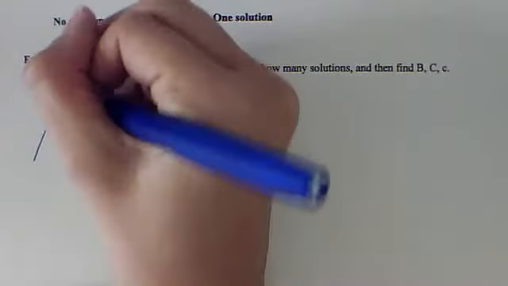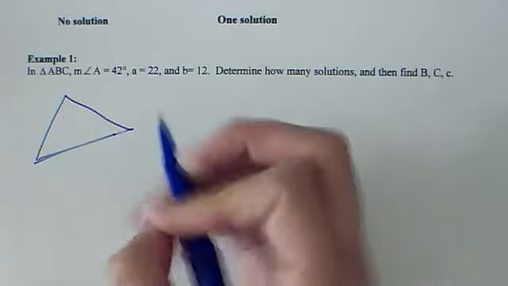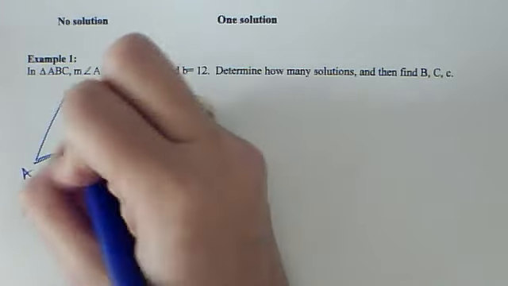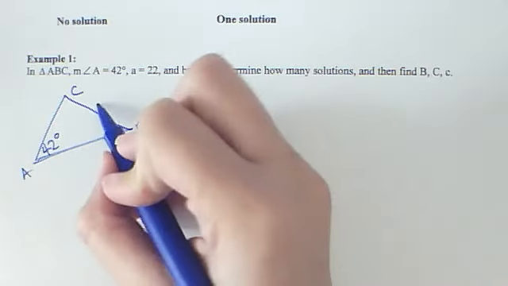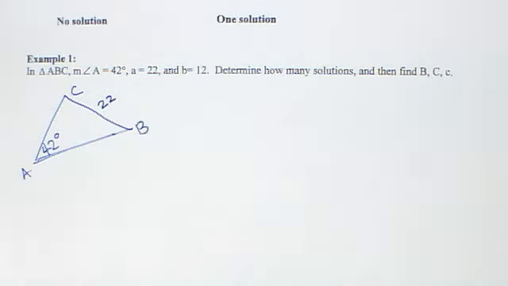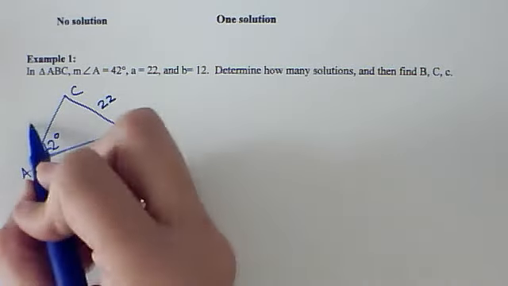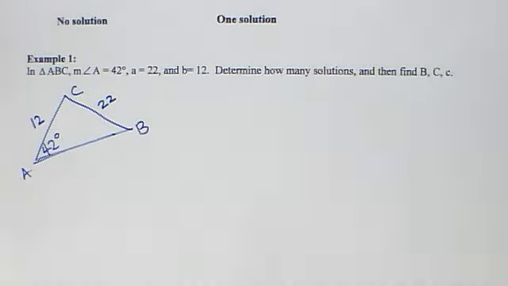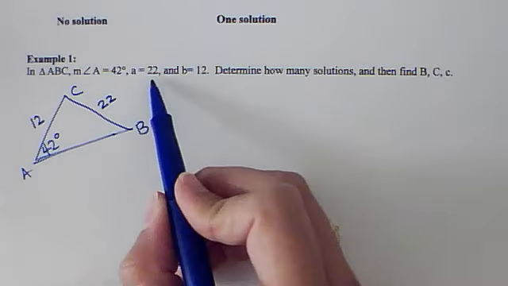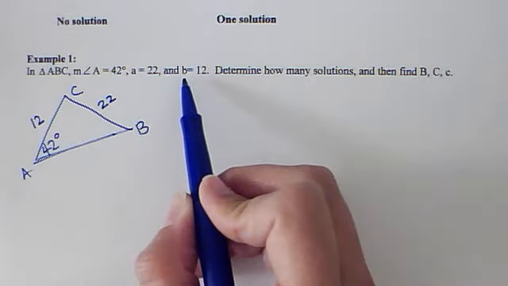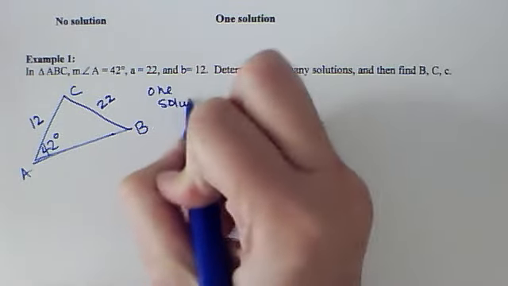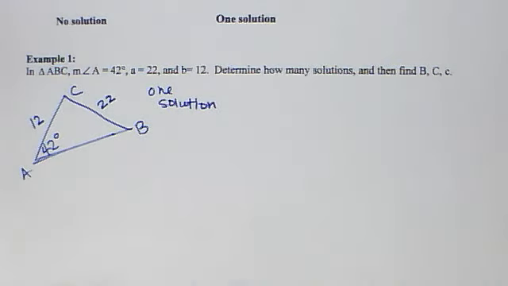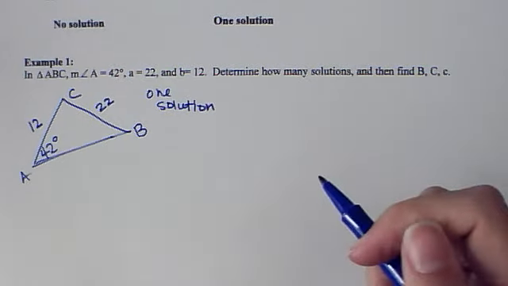I'm going to start by drawing this out, just a little sketch. I'm going to label A, B, C. I have the measure of angle A, which is 42 degrees. I have side a, which corresponds diagonally from angle A, and I have side b, which corresponds diagonally from angle B, which is 12. Now, my a is greater than b. So look back up at your choices. If a is greater than b, there is one solution, which is good. We already know how to use one solution just by using the law of sines, which we learned yesterday. So I'm going to go ahead and solve that out with you.